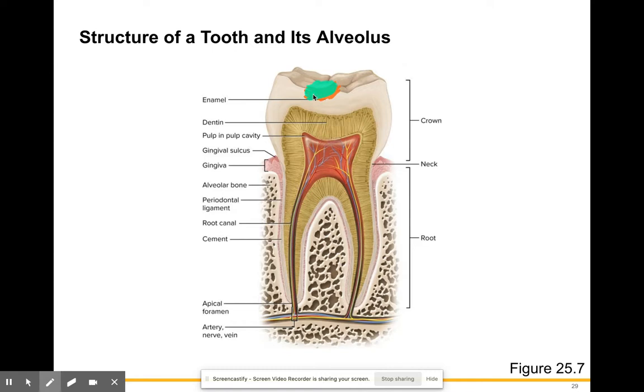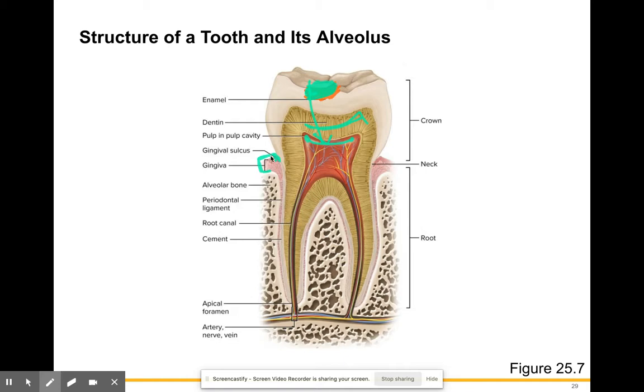Okay. Here's the dentin. This is the majority of the tooth. That's the dentin. This is the pulp cavity. This is when you get a root canal, they drill into the pulp cavity in order to kind of rip the roots out of it. Here's the gingival sulcus. That's where the gum meets. That's the space between the gum and the tooth itself. Here's the gum, which is called the gingiva.